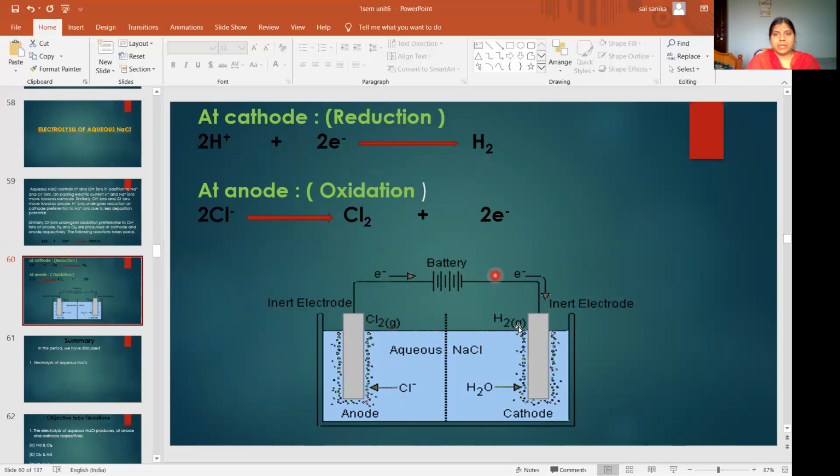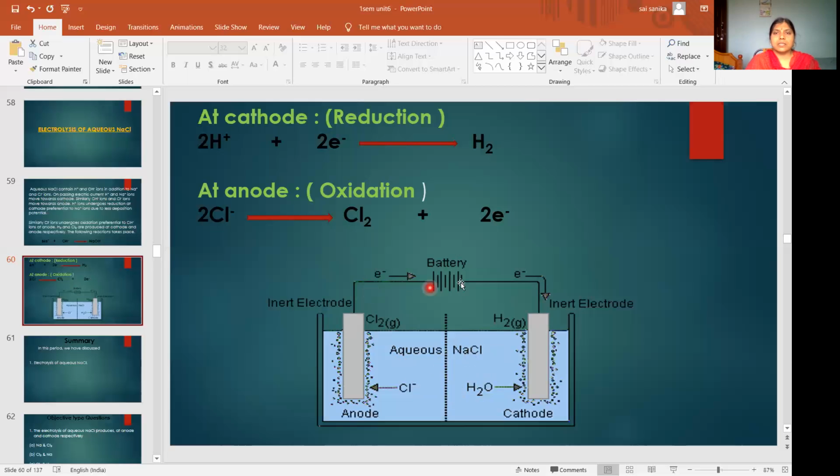When electric current passes into the solution, whatever ions are already present in the solution will move to their respective electrodes. So what are the ions present in the solution? Here we are taking aqueous NaCl solution. In aqueous NaCl solution, there are Na plus ions and Cl minus ions. In addition to these two ions, two more ions are present, that is H plus and OH minus ions. That means two cations and two anions are present in this solution.